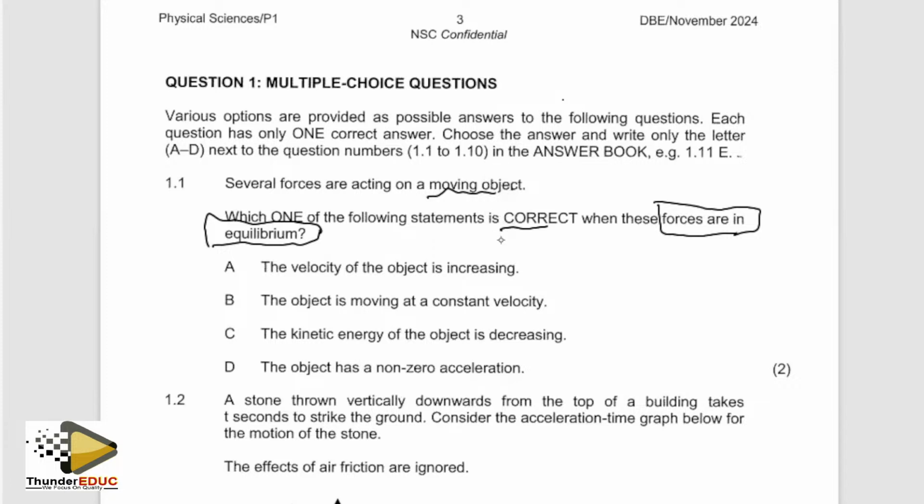So the options we have: the velocity of the object is increasing. No, that is wrong. It cannot be increasing. The object is moving at a constant velocity. There's some truth in that. The kinetic energy is decreasing. No. The object has a non-zero acceleration. I'll say that is also wrong because the velocity is constant, which means the acceleration must be 0. So option B would be my option for 1.1.